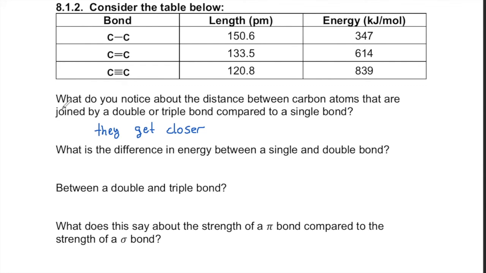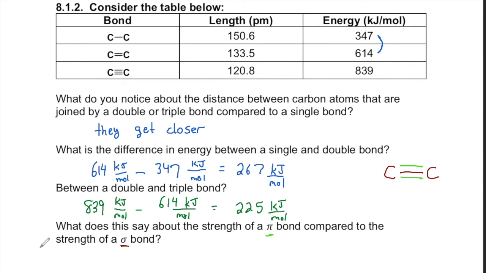So let's go ahead and fill this in. What do we notice about the distance between the double bond and triple bond carbons? They're getting closer when you have more bonds. So now we want to know the difference in energy between a single bond and a double bond. So if we take the difference between those two numbers, we can see that the second bond adds an additional 267 kilojoules per mole. So having a double bond is 267 kilojoules per mole stronger than having just a single bond.